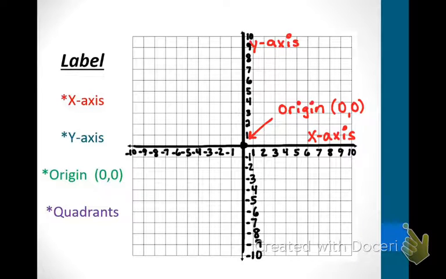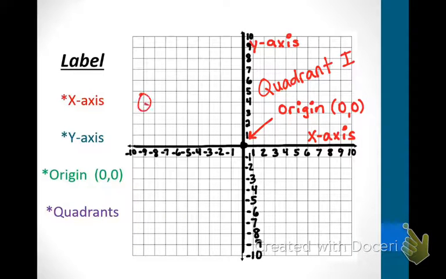With the quadrants, instead of saying quadrant 1, the number 1, you are always going to use Roman numerals. Does anyone know how to write the Roman numeral for the number 1? It's a capital I, okay? So with your red pen, go ahead and label quadrant 1. All right, so that is quadrant 1.